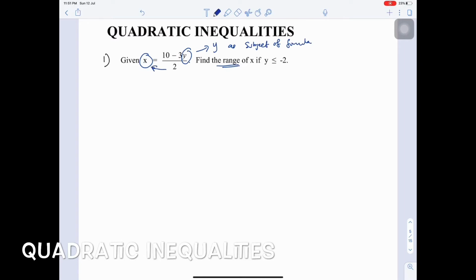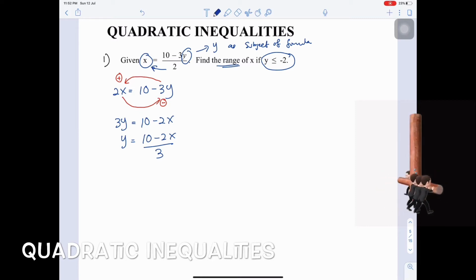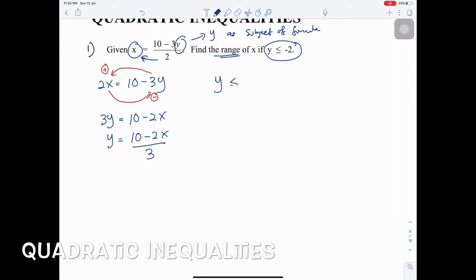So 2 is brought to the left, so 2x equals 10 minus 3y. For this situation, I just bring the negative 3y to the left so it becomes positive, and it changes place with 2x, so it becomes negative. Now it becomes 3y equals 10 minus 2x, and then divide by 3, so y equals 10 minus 2x over 3. Because y is less than or equal to negative 2, we get y equals 10 minus 2x over 3.